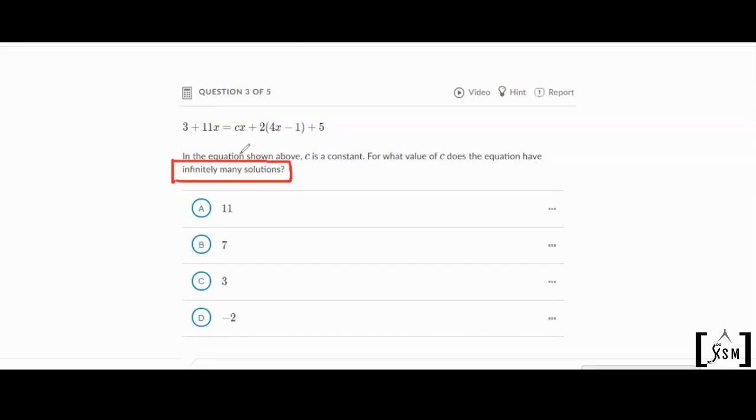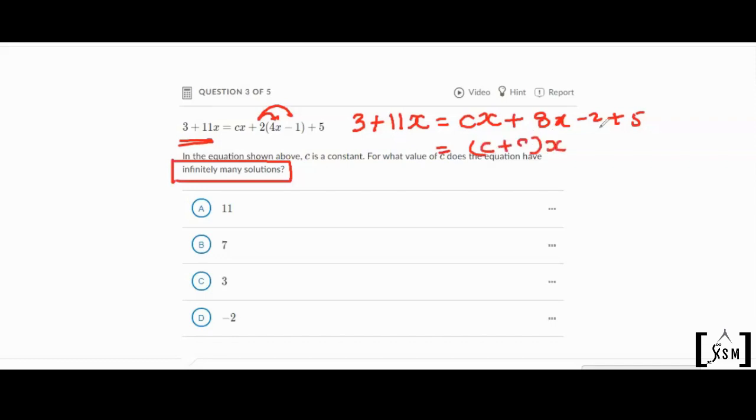So what we'll do, we'll leave the left side as it is because there is nothing to solve. So we get 3 plus 11x equal to the right side. Let's simplify. We get cx plus this 2 will multiply with 4x and with minus 1. So we get 8x and negative 2 and plus 5. Now we bring the x terms together. When we take x common, we get x times (c plus 8), and negative 2 and plus 5 gives plus 3.